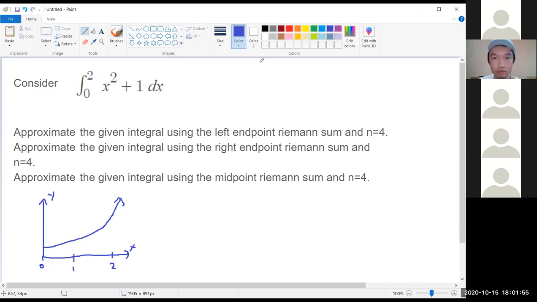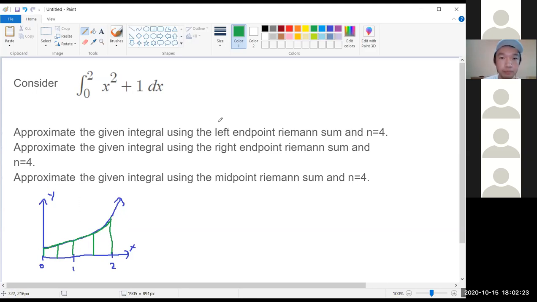We are interested from 0 to 2, so let me cut off that region. This is x equals 2, and here's x equals 0. We're trying to find the area here. Because we're splitting it into 4 rectangles, let me section it off into 4 pieces. Here's 2 pieces, and then here's 4 pieces.